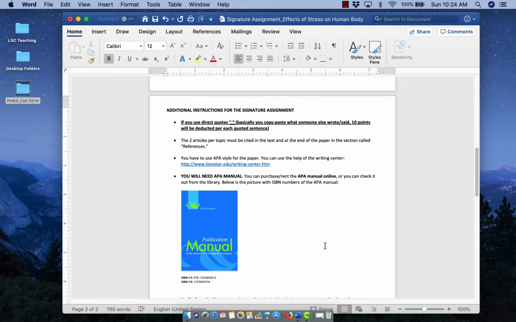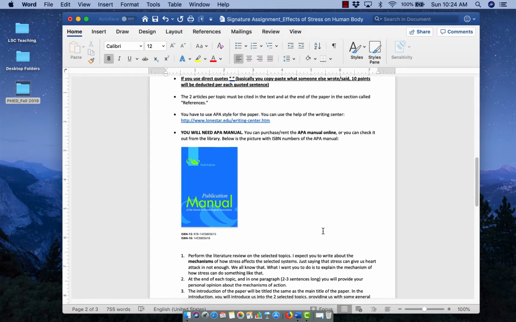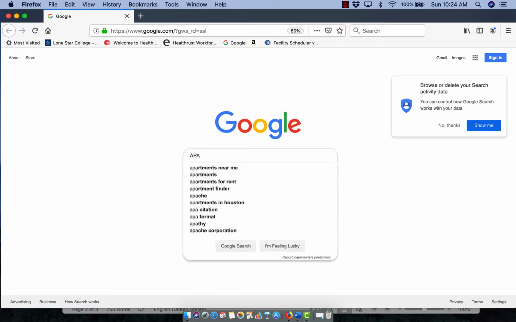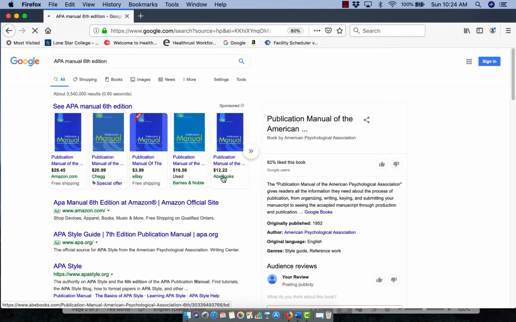I hope you can check it out from the library. Here is the picture of the front page of the manual with the ISBN numbers. What you can easily do is go online and just search. Let's see what's going to come up for APA manual 6th edition.